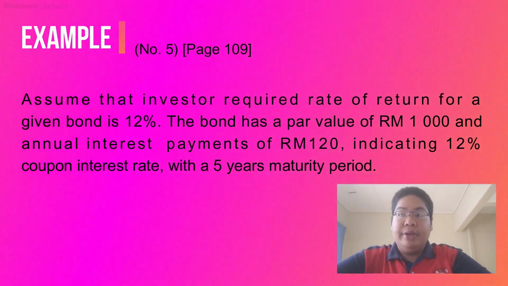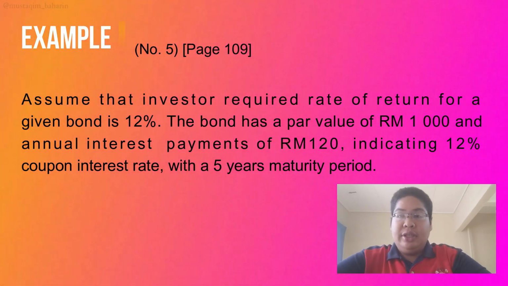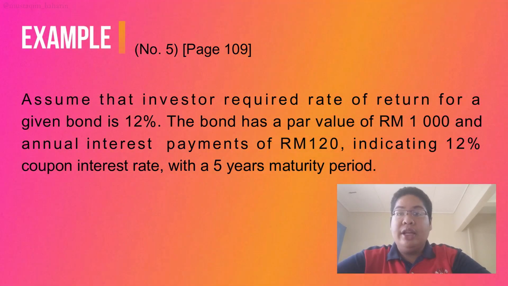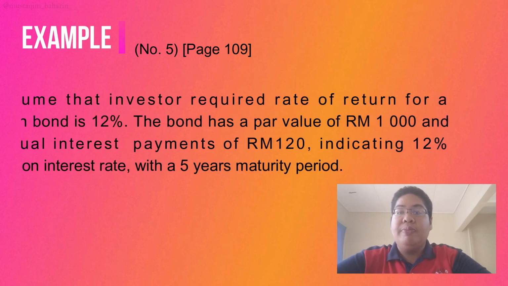Okay, for the example, assume that the investor's required rate of return for a given bond is 12%. The bond has a par value of RM1,000 and an annual interest payment of RM120, indicating a 12% coupon interest rate with a 5-year maturity period.